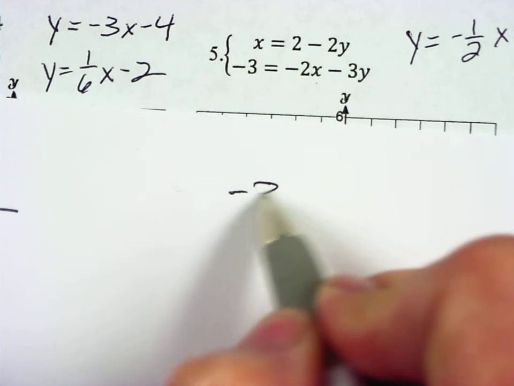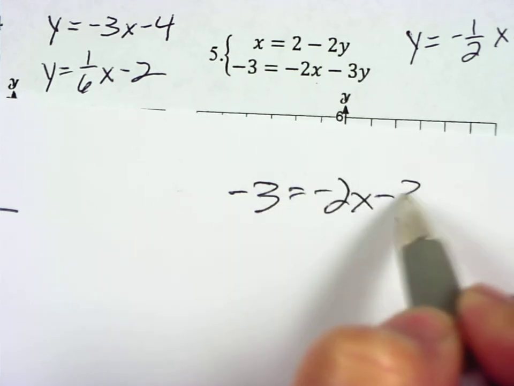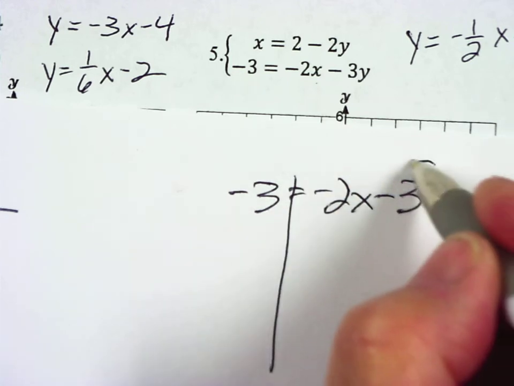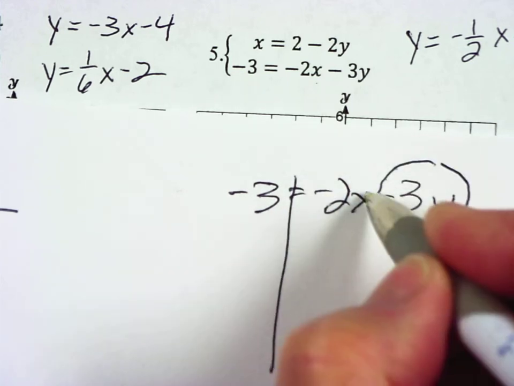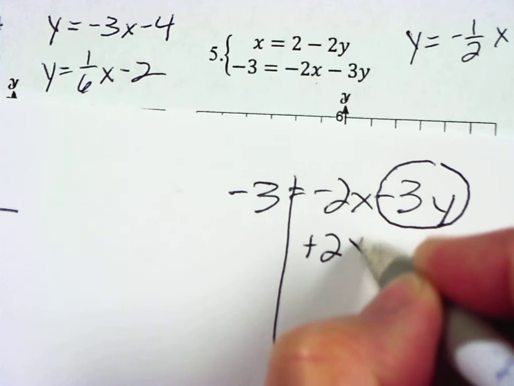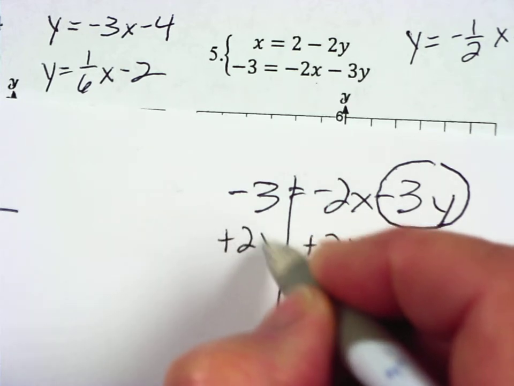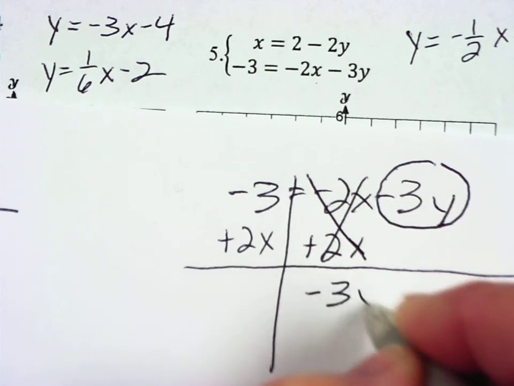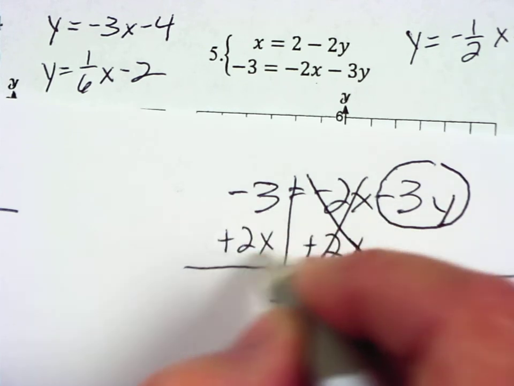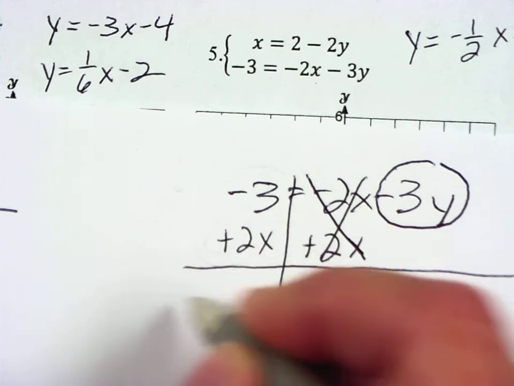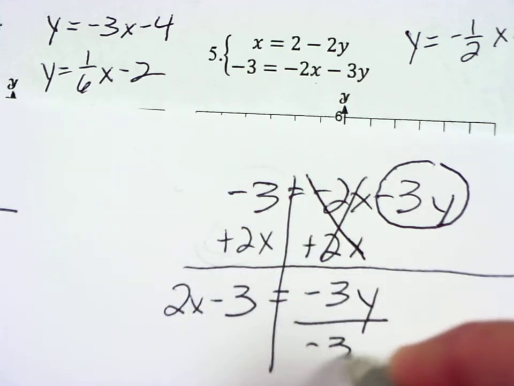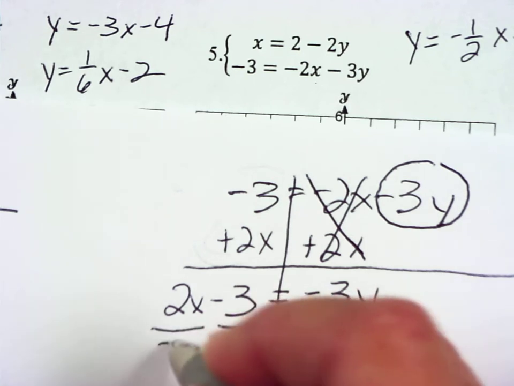Negative 3 equals negative 2x minus 3y. And I want to get y alone, so I'm going to circle that term right there, and I'm going to get rid of negative 2x by adding 2x to both sides. These cancel out. I have a negative 3y. These are not like terms, so I'm going to bring them down one at a time, and I'm going to bring my x term down first. Divide every stinking term by negative 3.